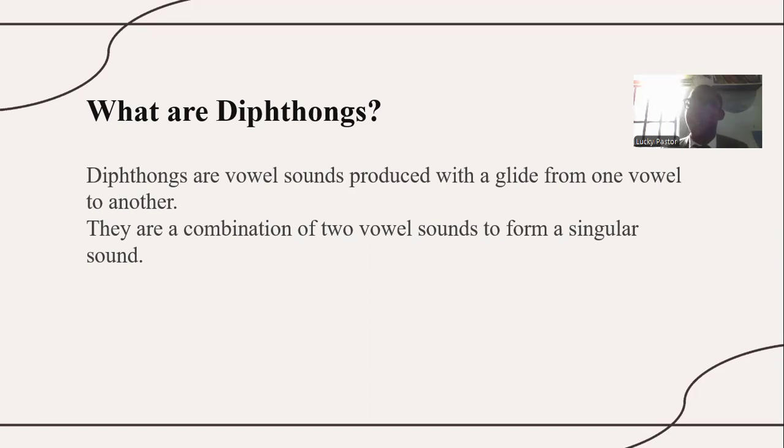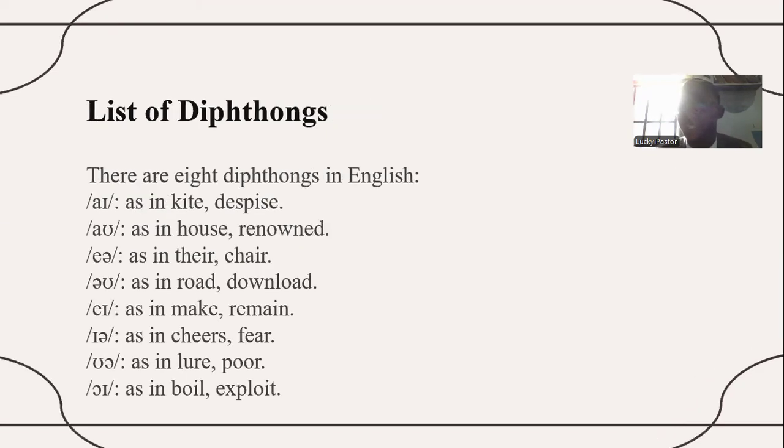For instance, we have the sound "I". The "I" sound is a combination of the A and the E sounds. So when you blend them together, when you glide from A to E, it gives you "I", and that gives you a diphthong, right? That is why we say diphthongs are a glide from one vowel sound to another to produce a singular sound. I'm sure we are very clear with this explanation.